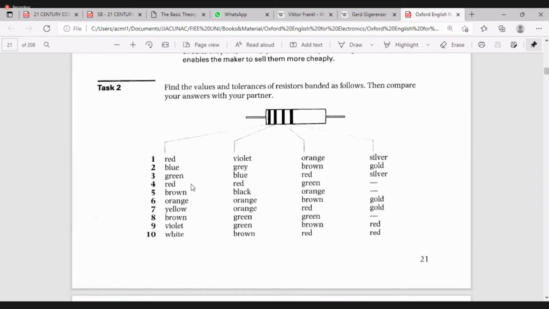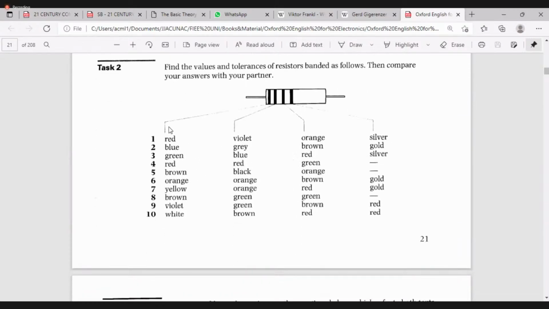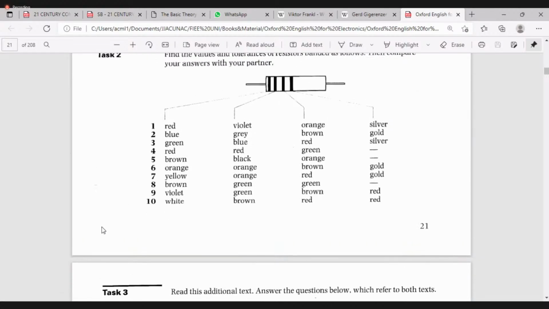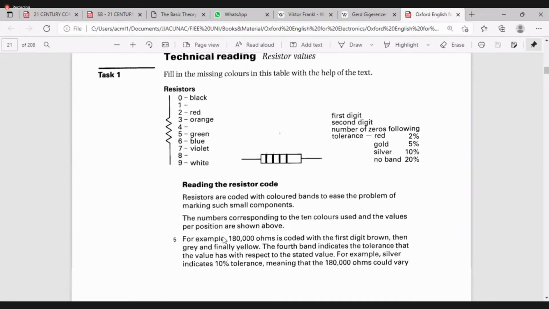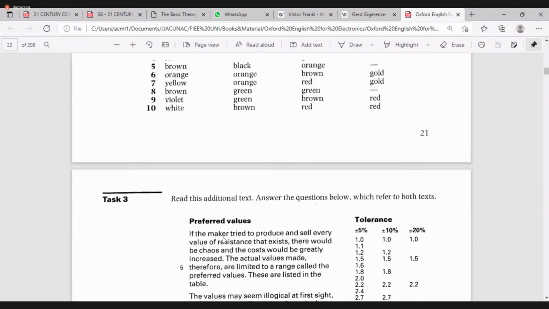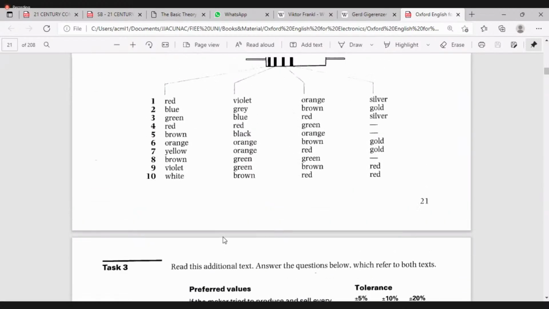Now here we have an exercise that consists of, depending on the color, what is the value of the component. So we have red, violet, orange, and silver, for example. So number one is established like that. Red, you're going to help me with this table. Remember that we completed the table? So they say here red. So what is red? Red is 2. Okay, 2. That is a value.